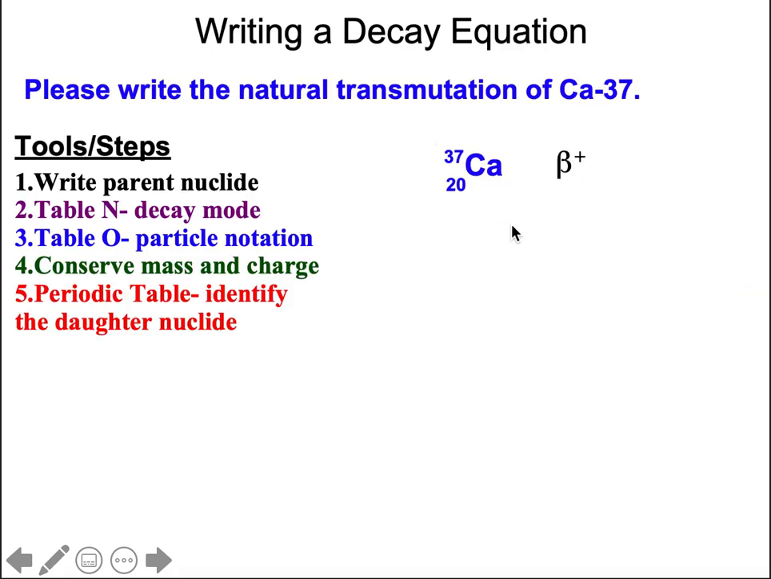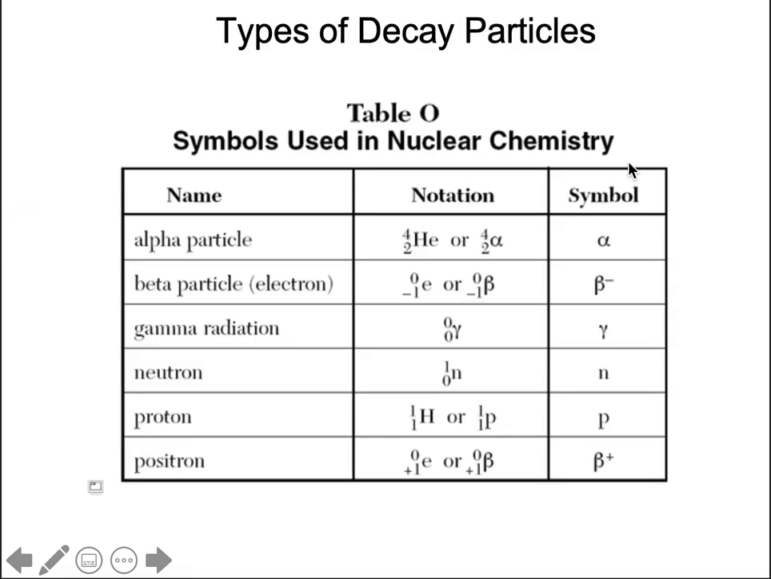So now we have this information. We have calcium-37, and it breaks down with B positive. But what does that mean? What is a B positive particle? That's where table O helps us. So table O is going to help us get from here to the notation of what a B positive particle is. And if we look, table O gives us all of our different symbols: alpha, beta, gamma, neutron, proton, positron. We're just looking for that B positive, which is right here.